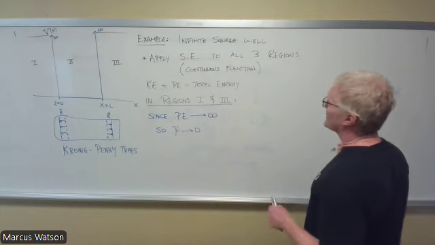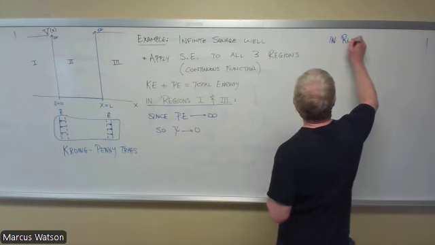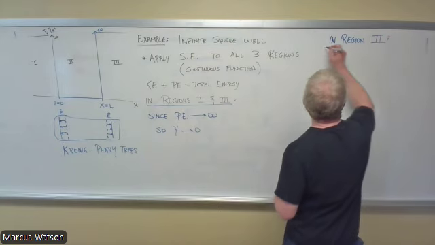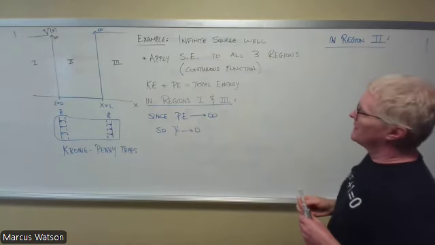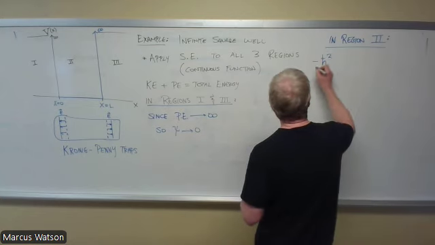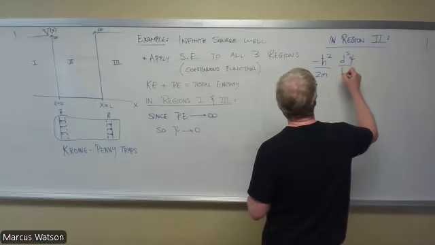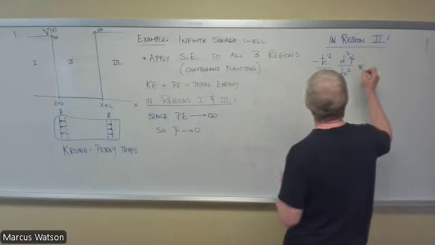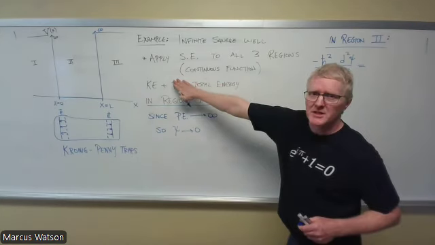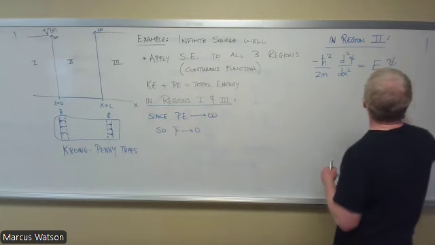All right, so here in region 2, I'm going to apply the Schrodinger equation. And the Schrodinger equation is going to tell me that negative h bar squared over 2m times the second derivative of the wave function should equal, because the potential is 0, so V equals 0, I've got no potential energy, the total energy. That should equal E times the wave function.